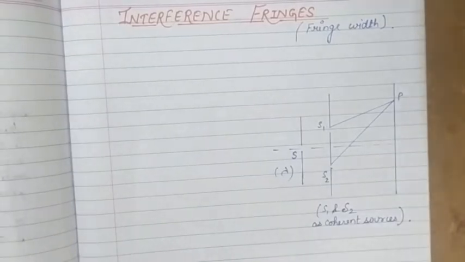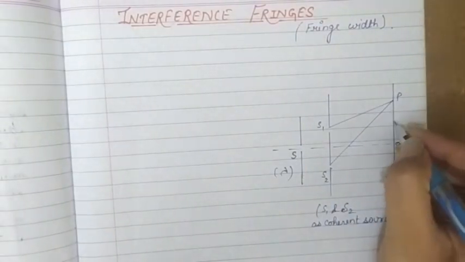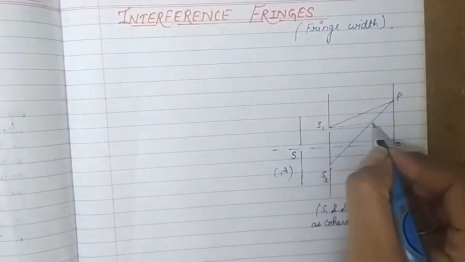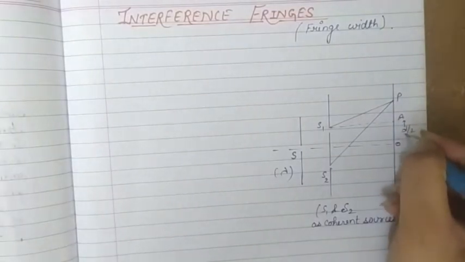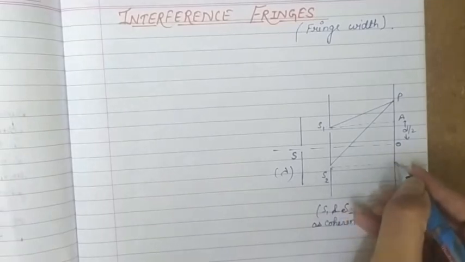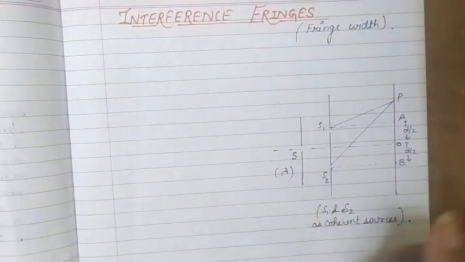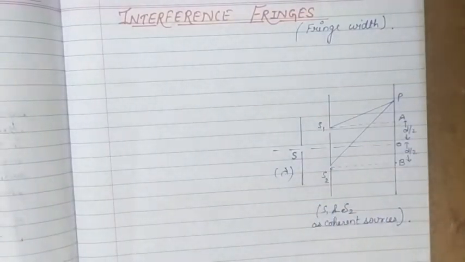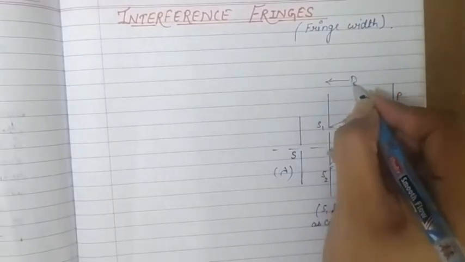Now these two slits S1 and S2, which act as coherent sources, are separated by a small distance d. That means if this is the center O of the setup, then this distance, let it be A, so AO is d by 2, and similarly here if it is B, then OB is again d by 2, right? And AB is the distance between the two slits S1 and S2, which is small d, and the screen is placed away from the slits by a distance capital D.